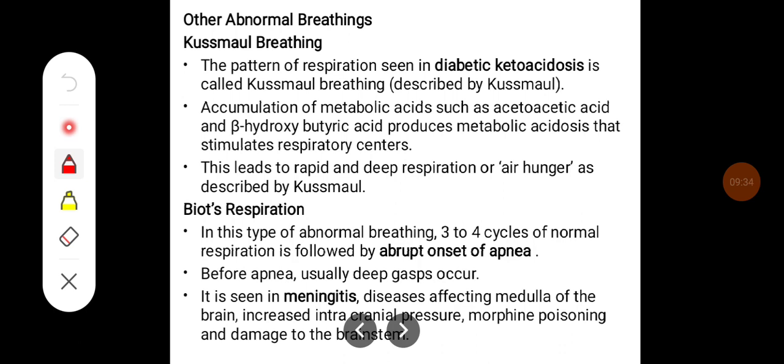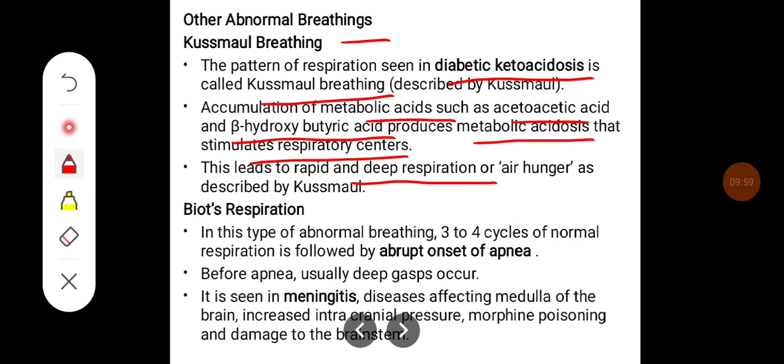Other abnormal breathings are Kussmaul's breathing. This is the pattern of respiration seen in diabetic ketoacidosis, which is called Kussmaul's breathing. Accumulation of metabolic acids such as acetoacetic acid and beta hydroxybutyric acid produces metabolic acidosis that stimulates the respiratory center. This leads to rapid and deep inspiration, or air hunger, as described by Kussmaul.